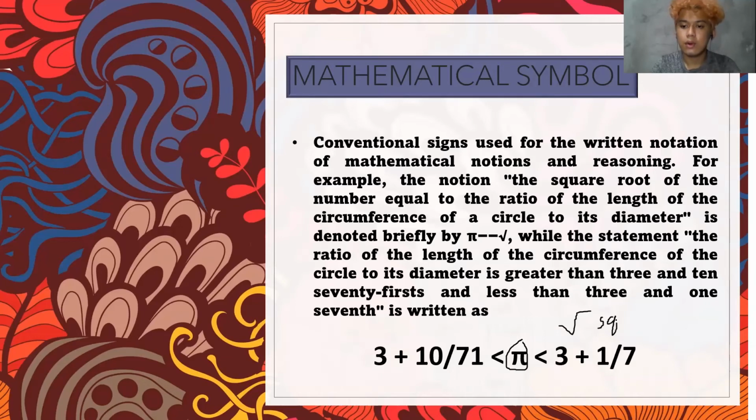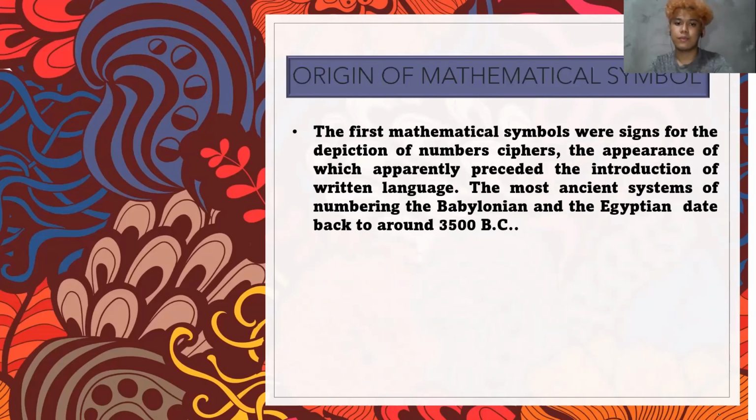This is the symbol for square root. The first mathematical symbols were signs for the depiction of numbers, ciphers, the appearance of which apparently preceded the introduction of written language. The most ancient systems of numbering, the Babylonian and the Egyptian, date back to around 3500 BC.